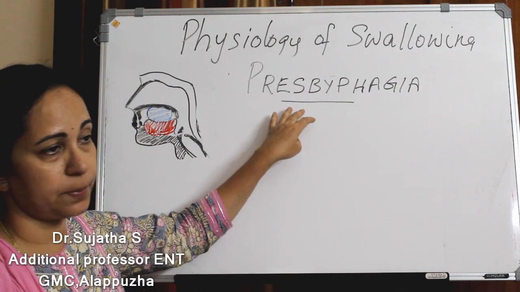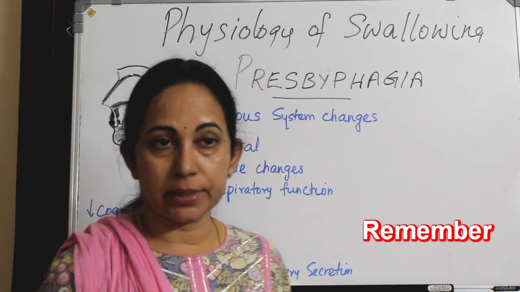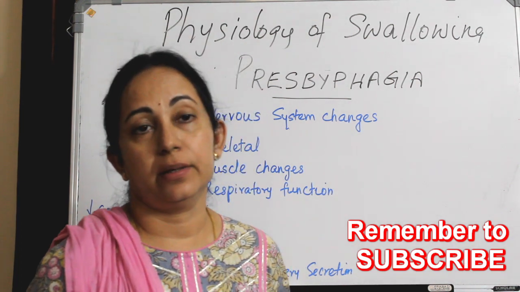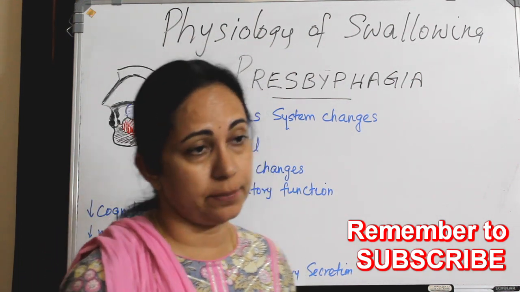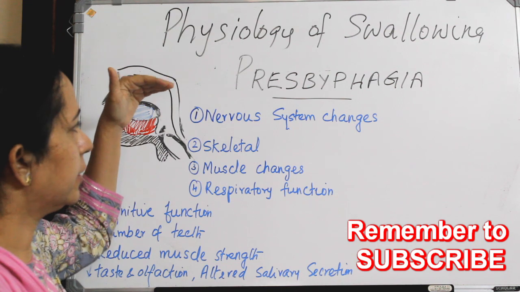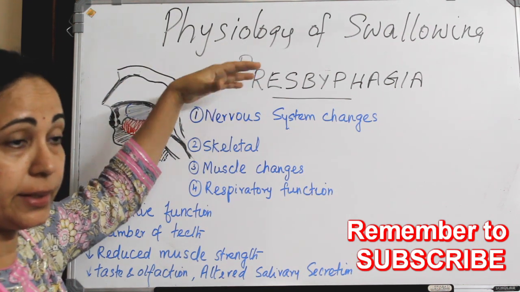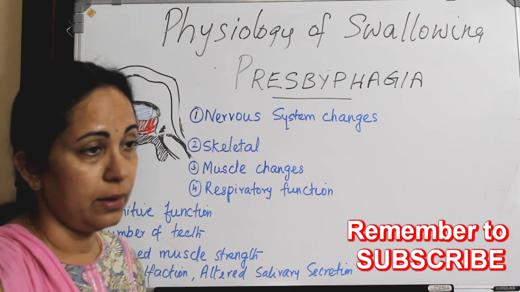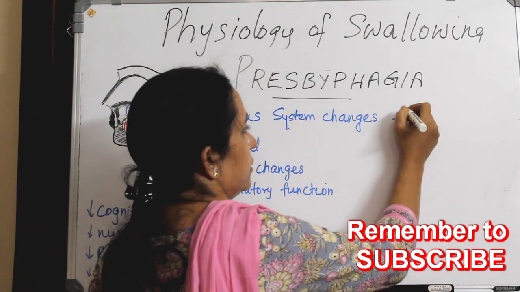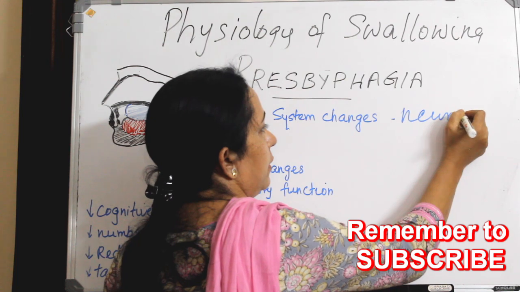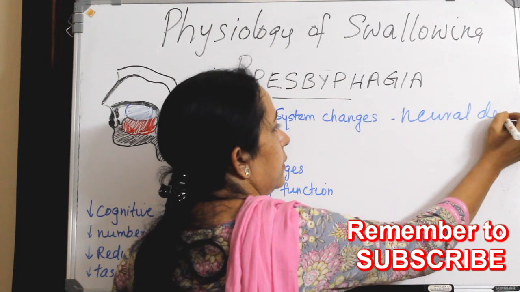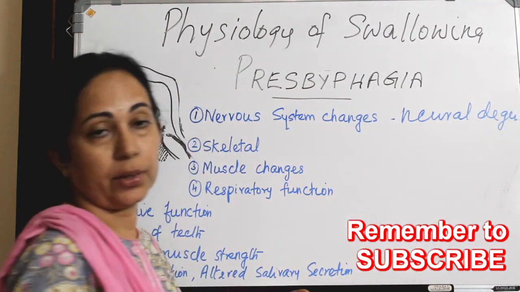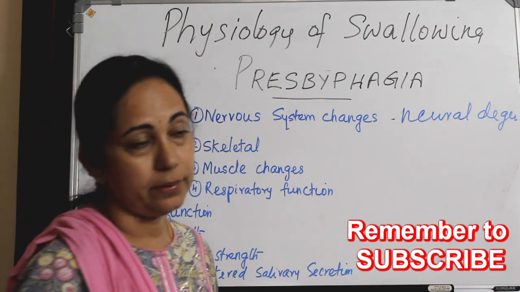That is called presbyphagia. So in old age, there are so many derangements in the body systems, and the important one in relation to swallowing is nervous system changes. There is a total neural degeneration, so the neural control of swallowing is not working properly.